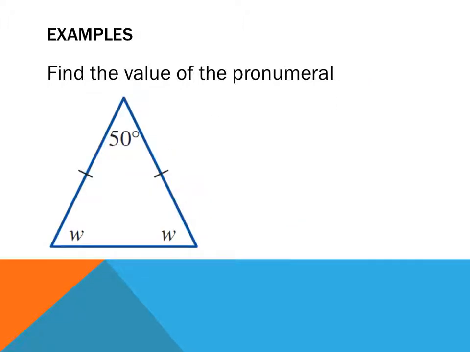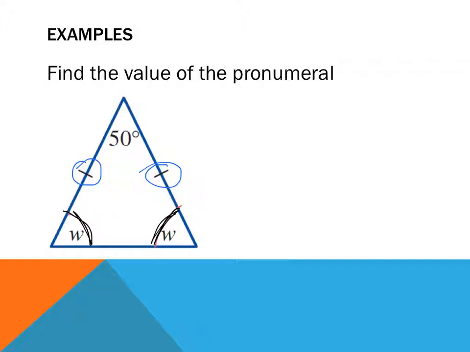Last example, it says find the value of the pronumeral. Oh, that's odd. This time I've been given two missing angles. But I noticed something here again. I noticed that this is an isosceles triangle because I have two sides of equal length and one side that's different. I know that this angle in here, this W, must also be equal to this angle in here.